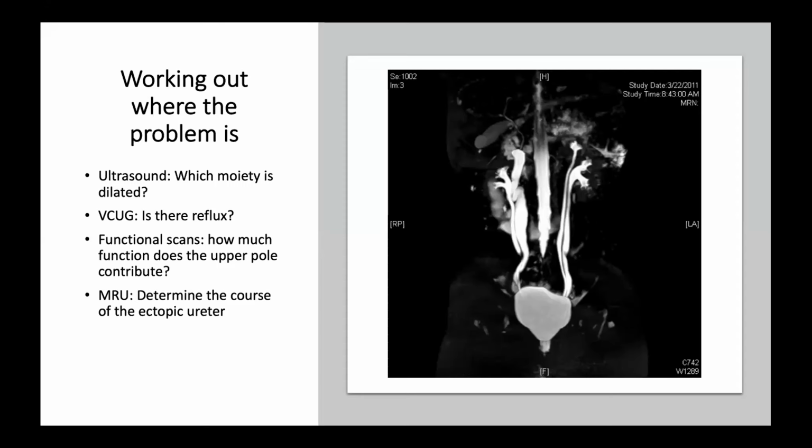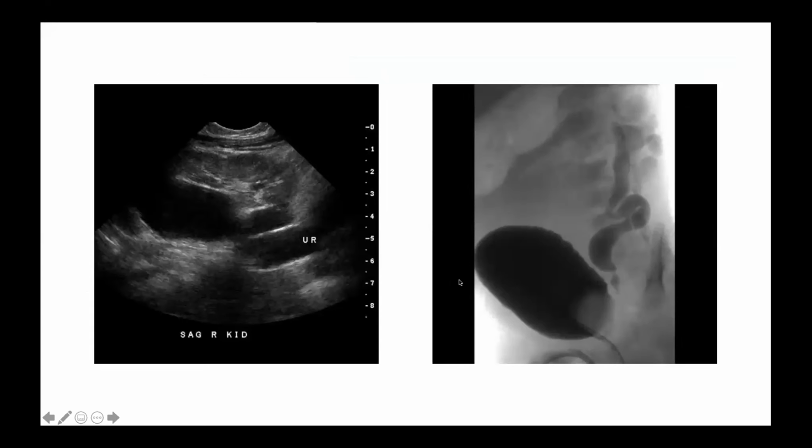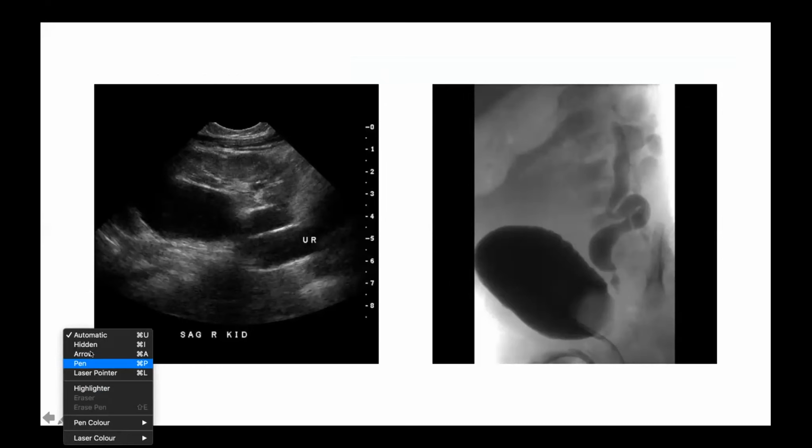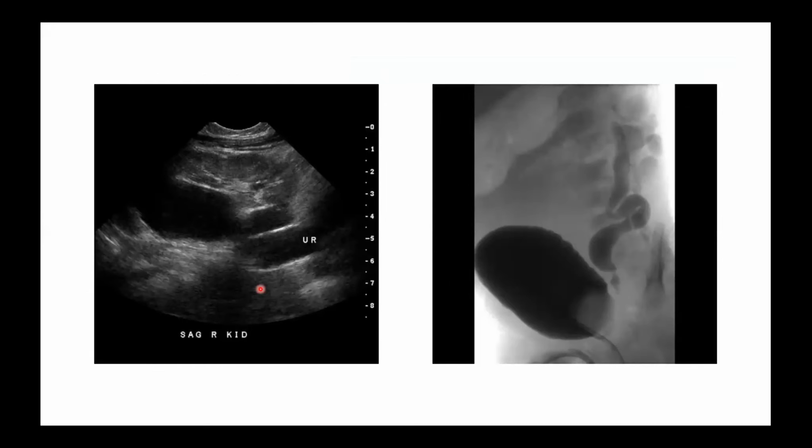Sometimes the ultrasound imaging is not really super helpful. And then the MRU can give you an idea of whether or not you've got bilateral duplex systems or unilateral, and what the course of those ureters is. I've just included some images here. So this is a duplex system to give you an idea. This is probably a normal functioning lower pole, and this is probably an obstructed upper pole.